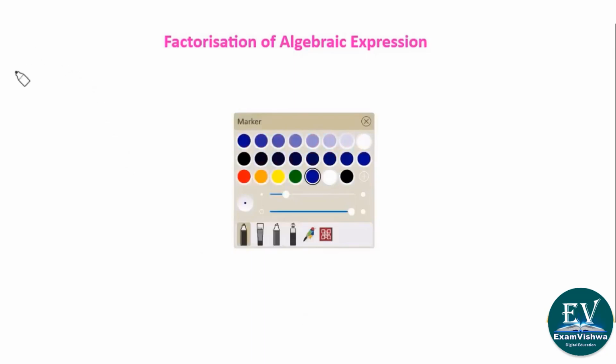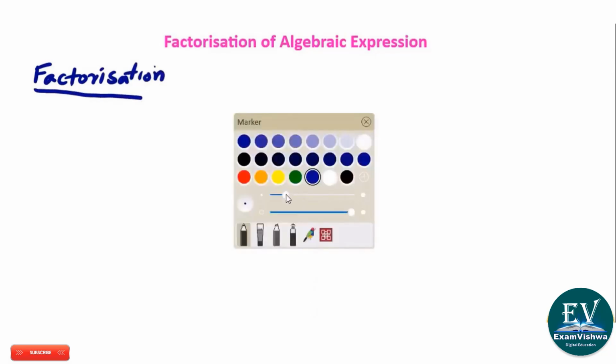You will find the journey interesting and smooth. Factorization. The word factorization is not new for you. Factorization is known to you. Factorization has a sense that if any number or any expression is given, write it in the form of a product.